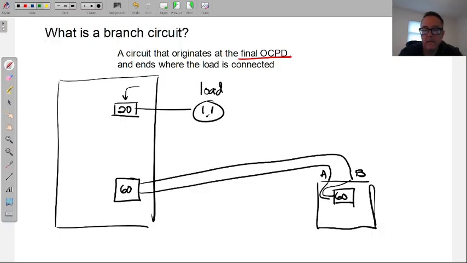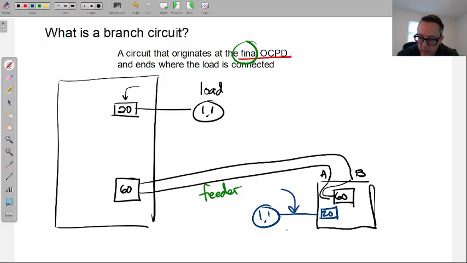This is not a branch circuit. This is a feeder circuit. This is why final is the important part of that definition. Because now let's say, for example, from this panel inside my garage, I've got a 20 amp breaker feeding an outlet that my compressor is plugged into. This is now the branch circuit, because the final breaker, the overcurrent protection device to the load, is the actual definition. The circuit that was coming to this panel is the feeder circuit.